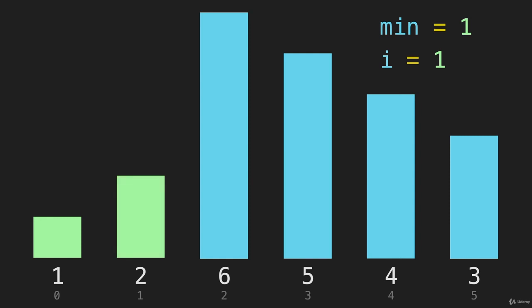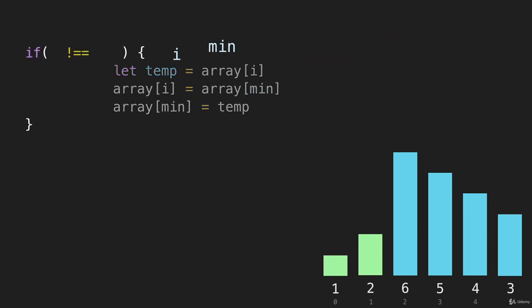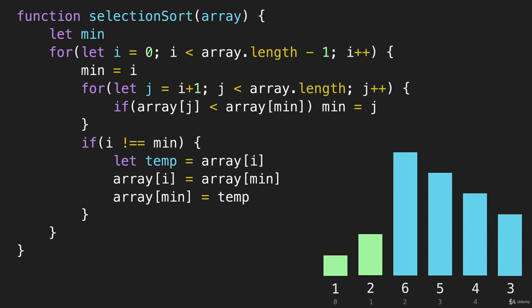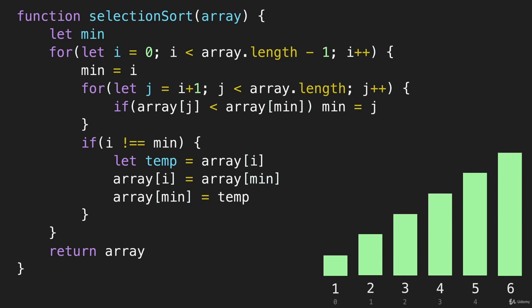But what we don't want to do is run these 3 lines of code that swap i and min because they're the same item. We only want to run these 3 lines of code when i and min are not equal. So we'll wrap this in an if statement that says if i and min are not equal, then run these 3 lines of code. So let's bring back the rest of our code here. The only thing left to do is to return the array. But of course, once we get down to this line, we will have run through all of this and have a completely sorted array that looks like this.